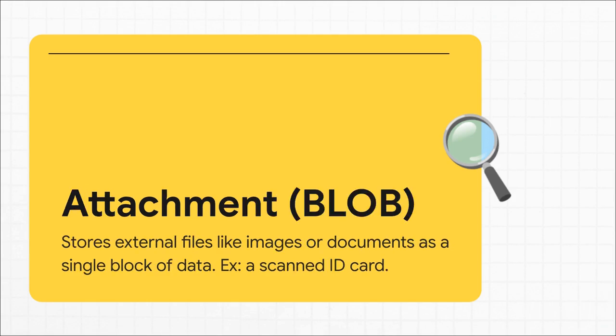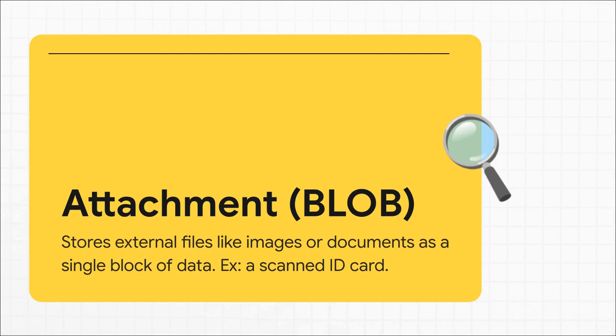So what happens when you need to store not just a little bit of text or a number, but an entire file, like a photo or a PDF document? For that, we have a type called an attachment, or sometimes you'll hear it called a blob. All you need to know is it's like a digital container. It lets you put an entire file, like your profile picture, a scanned ID card, or a report, right inside your database.